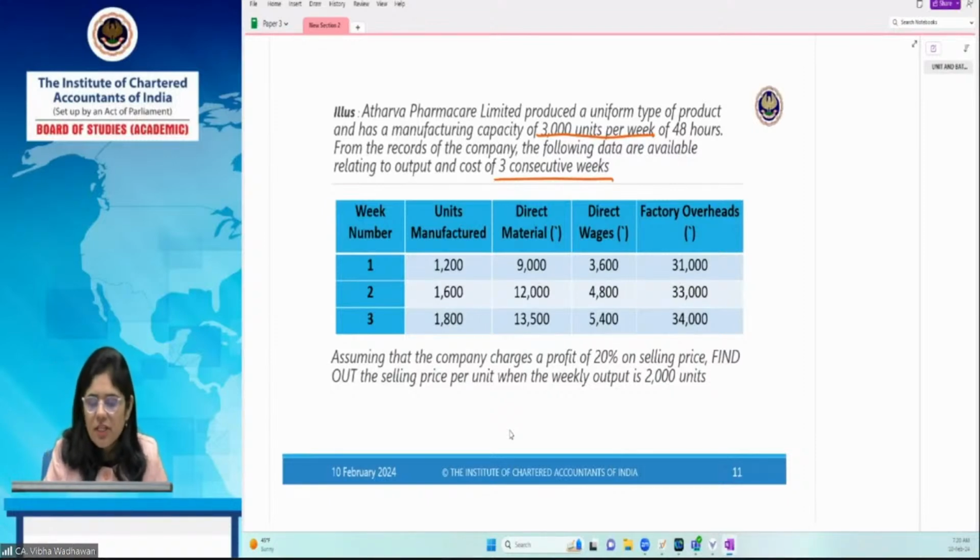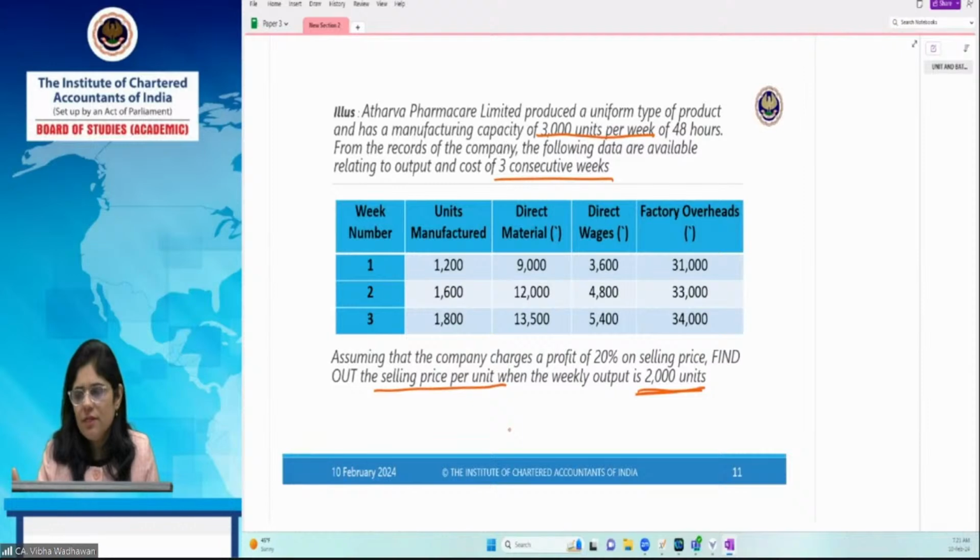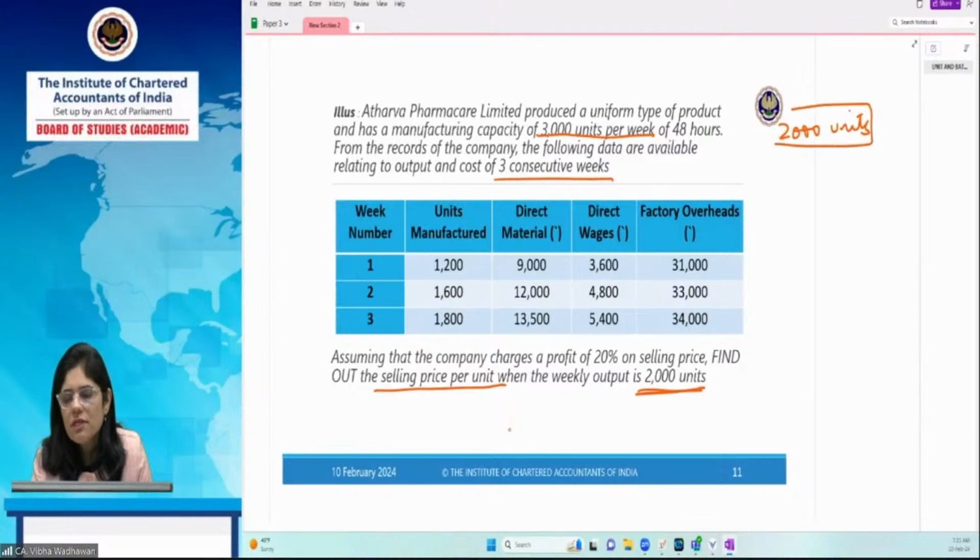The company charges a profit of 20% on selling price. Find out the selling price per unit. We want the selling price per unit when the weekly output is 2,000 units. So basically, we have to calculate the selling price if the weekly output is 2,000 units. We want to calculate the price for 2,000 units on the basis of data given for the 3 weeks.